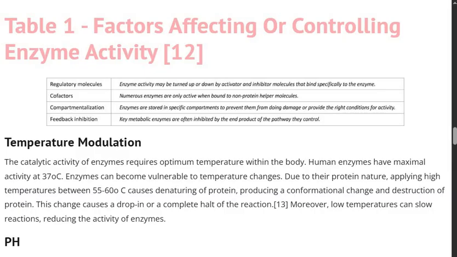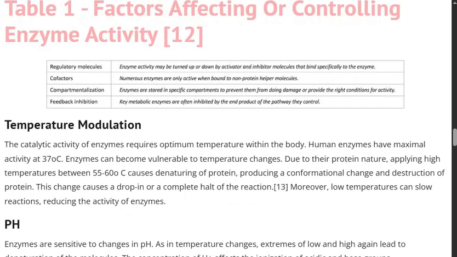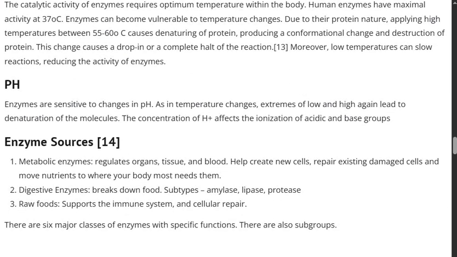We have to talk about temperature and also pH. Yeah, so here if I may add, there's pH. Enzymes are sensitive to changes in pH. As with temperature changes, extreme low or high can lead to denaturation of these molecules. The concentration of hydrogen ions affects the ionization of acidic and basic groups. So we're saying pH has to be steady depending on the environment.